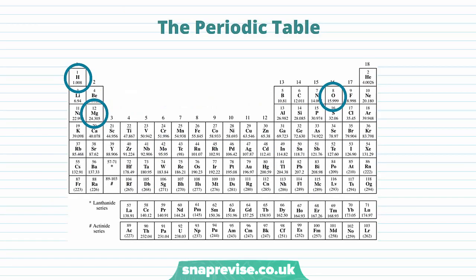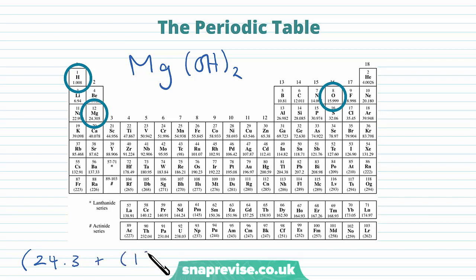If we take a look at our periodic table, we can see that we can find all the components we need. We want to find out the molar mass of magnesium hydroxide, Mg(OH)2. We can see that we have hydrogen over here with a mass of 1, oxygen with a mass of 16, and magnesium with a mass of 24.3. So the molar mass will be 24.3 plus 16 times 2, as we have 2 oxygens, plus 1 times 2 for our 2 hydrogen atoms, to give us a total of 58.3. That is our molar mass of magnesium hydroxide.